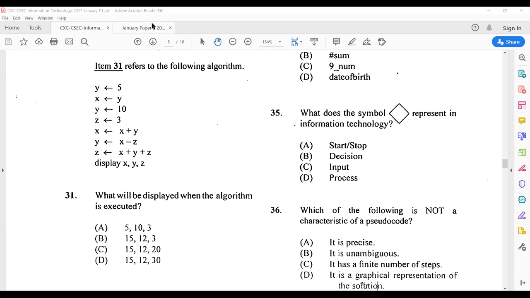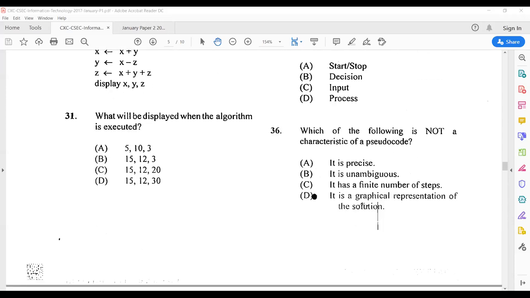Right, so the question they're asking is what the symbol represents in information technology, and more specifically, what does it represent in flowcharts. As you know, we have different symbols in flowcharts to signify different parts of the process. The diamond symbol is a decision, where inside that you determine if a criteria is met. So for example, if your grade, or your mark, is greater than 50, then you do another operation. The answer for 35 is B.